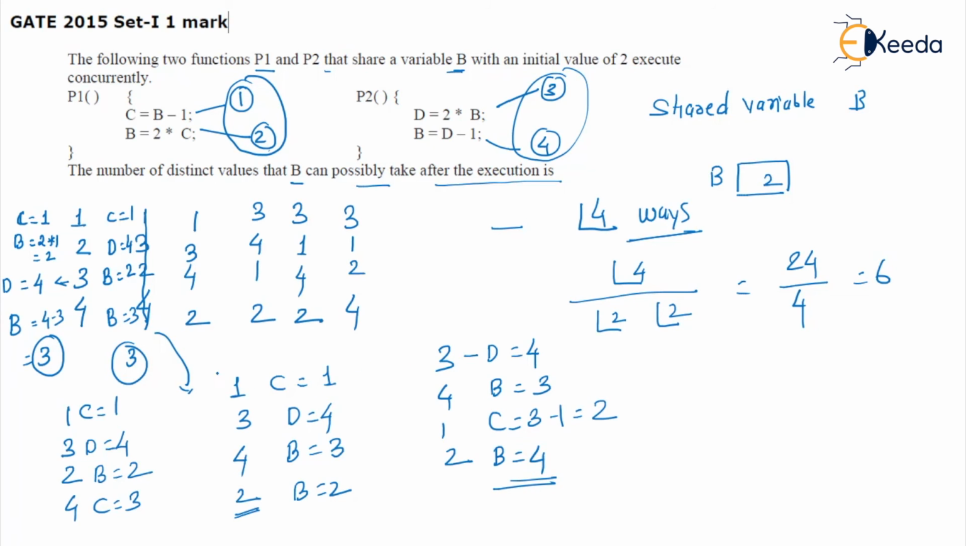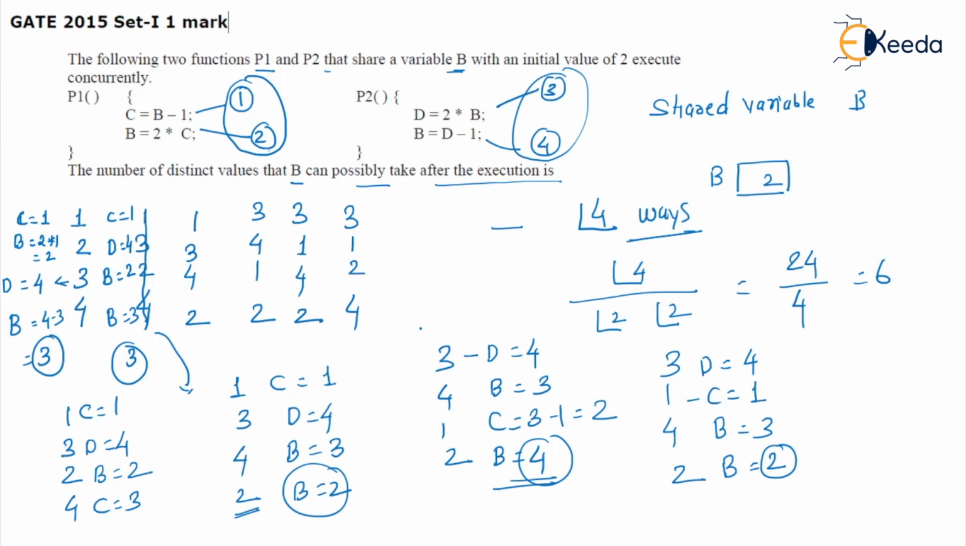Okay, so how many have I done? 3, 1, 4, 2. 3 will make D is equal to 4. 1 will make C is equal to B minus 1, which is 1. 4 will make B is equal to 3, and 2 will make B is equal to 2 multiplied by C, and that is equal to 2. Final value. We have already done this.